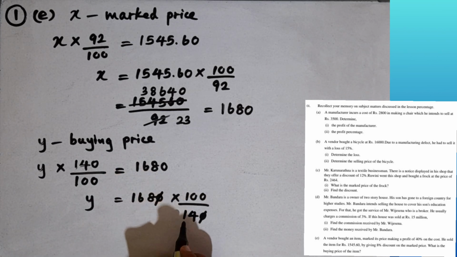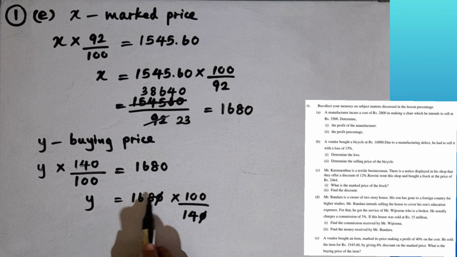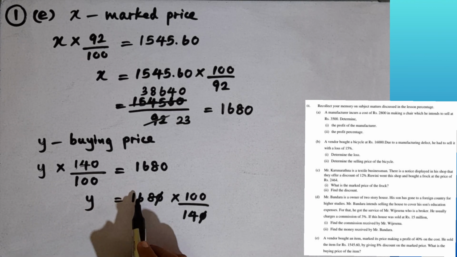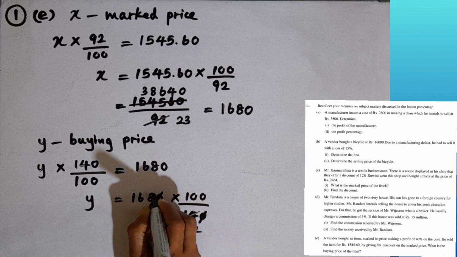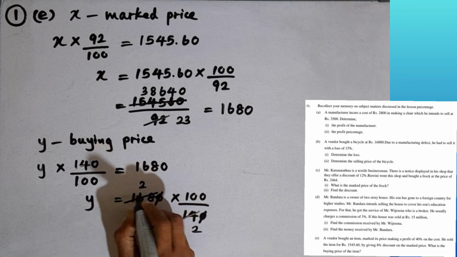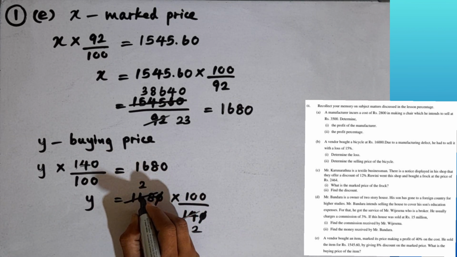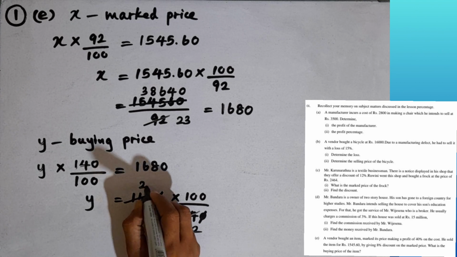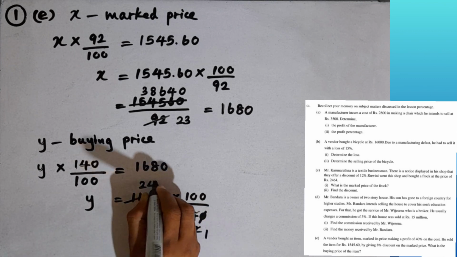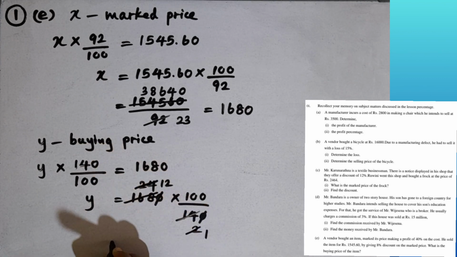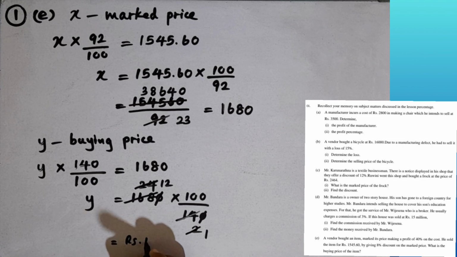I can divide like this. Is it divisible by 7? 7 times 2 is 14. Yes. Then 7 times 2 again, 14. 2 is remaining for 28, which is 7 times 4. Again, it can be divisible by 2. 2 times 1, 2 times 12. So the value is 1200. That is the buying price.